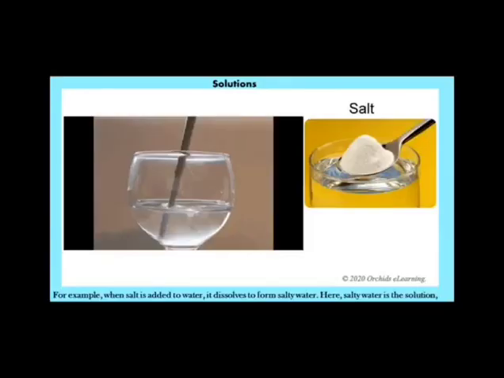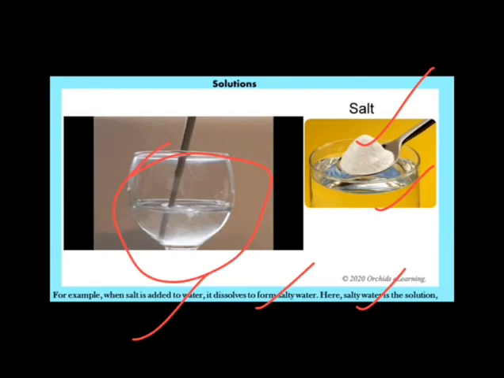Let's take one more example. When salt is added to water, it dissolves to form salty water. Here the salty water is the solution, whereas the salt is the solute and the water is the solvent. And the salty water is known as the solution because it is a mixture of solute and the solvent. Here the solute is the salt and the water is the solvent. Alright.